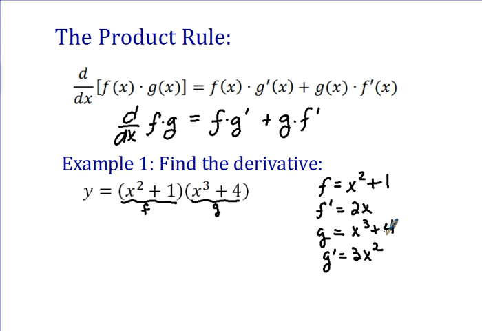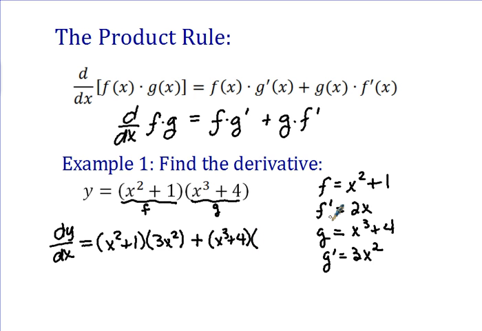So now I have all the parts that I need for my product rule, and so I'm going to plug them in. The derivative of y is going to be equal to f times g prime. Well, f is x squared plus 1, g prime is 3x squared, plus g times f prime. g is x cubed plus 4, and f prime is 2x. Again, that's f times g prime plus g times f prime.